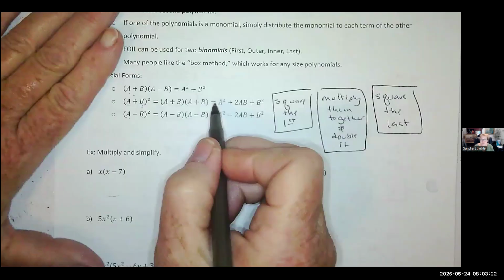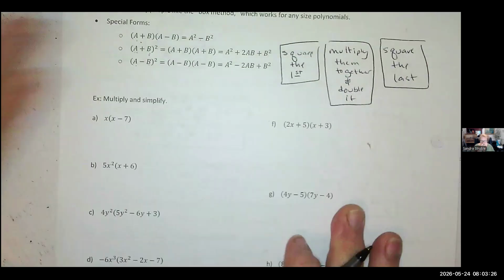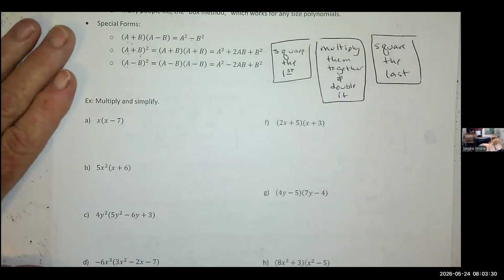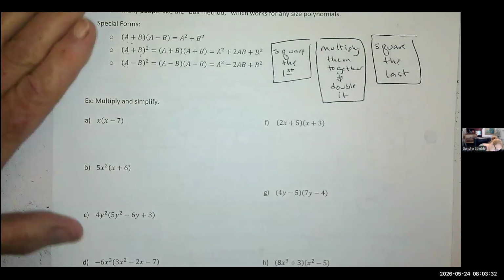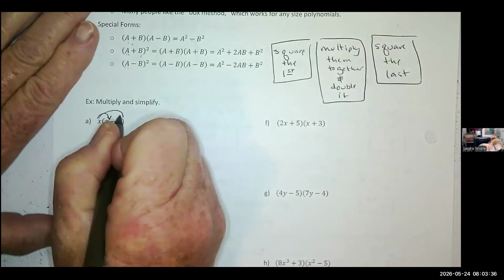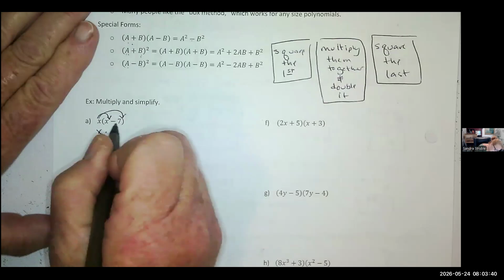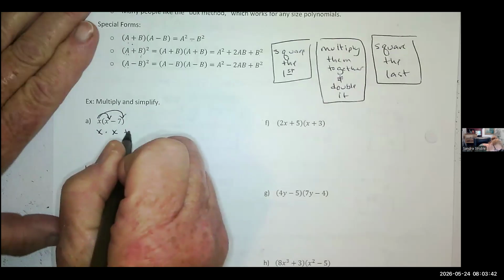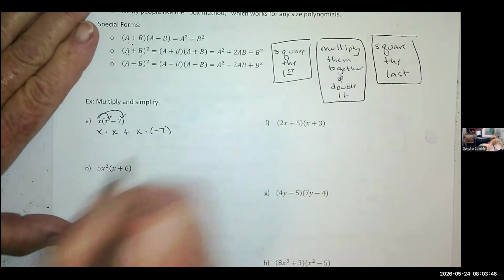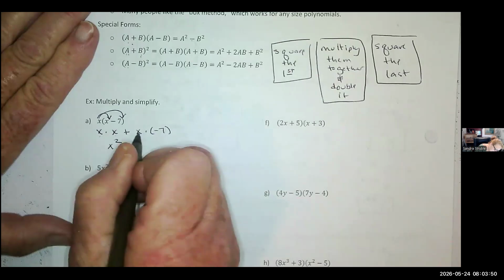All right, multiply and simplify. So this one, all we can do is distribute. We're going to multiply x times x minus 7. So x times x and x times negative 7. So x times x and then plus x times negative 7. X times x is x squared. And then x times negative 7 is negative 7x.